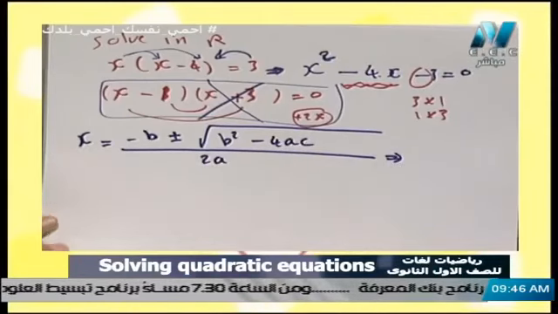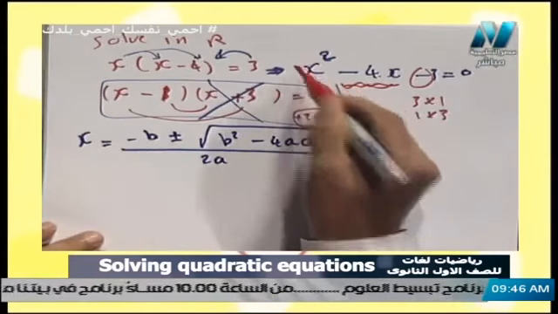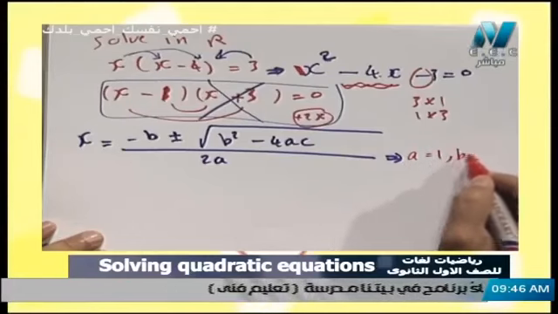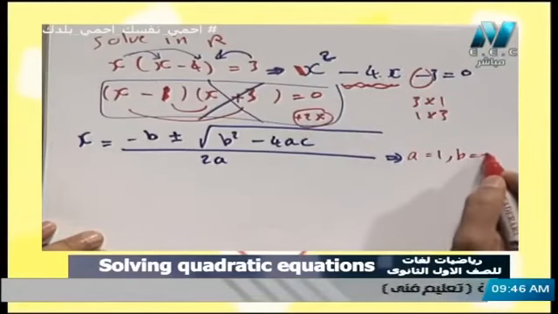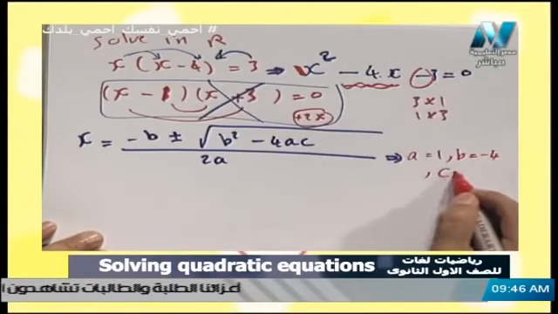And what is a, b, and c? Here a is the coefficient of x power 2, which is 1. B is the coefficient of x, which is negative 4. And c is the absolute term, which is negative 3.